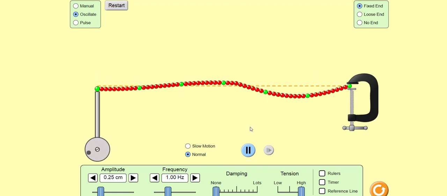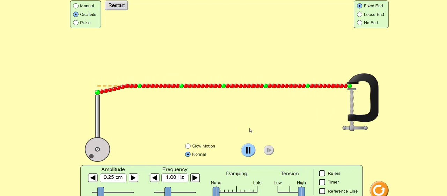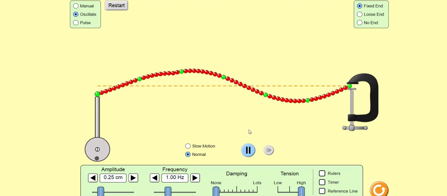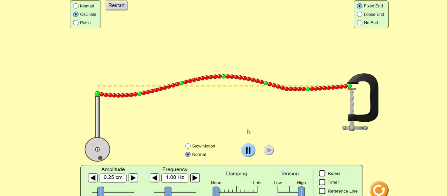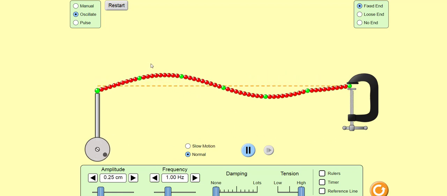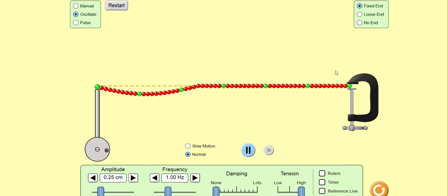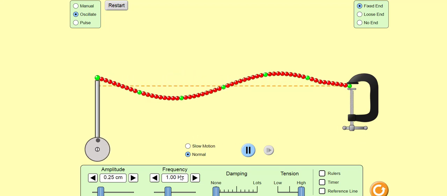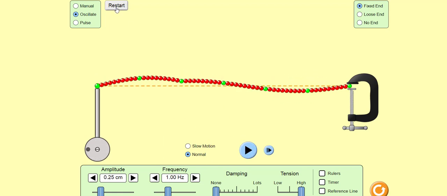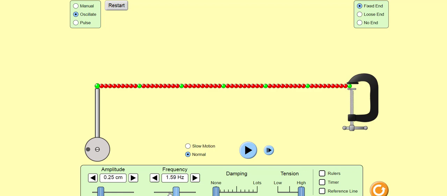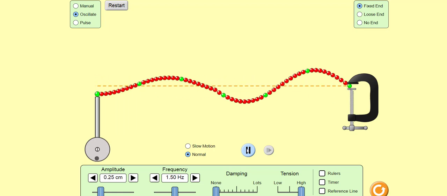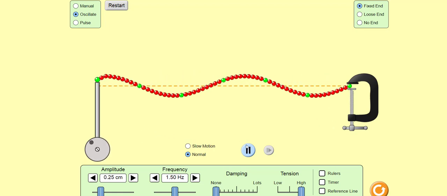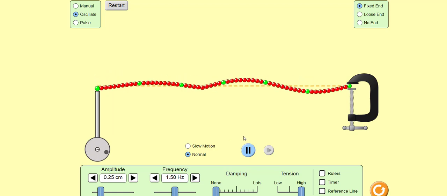We can see that nothing particularly interesting is happening. What you're seeing is really just the result of superposition between the incident waves that move to the right and the reflected waves which travel to the left. Let's change the frequency to say 1.5 Hertz and see how the picture looks then. Once again, you can see that the picture remains pretty unremarkable.